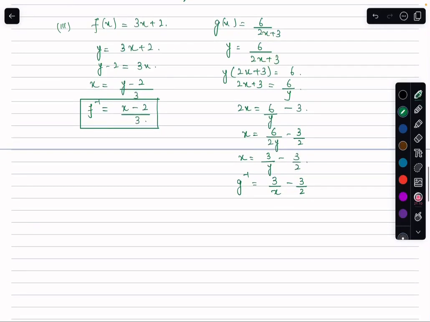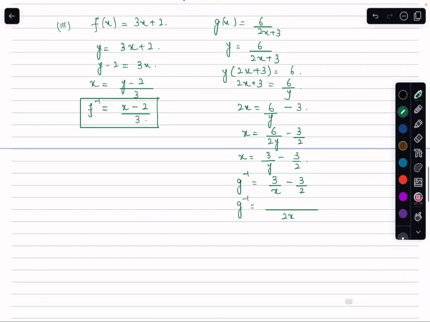I can solve it further also, and I can say g inverse equals, with 2x as the LCM, 2 times 3, which is 6, minus 3x. So g inverse is going to be 6 minus 3x divided by 2x. So this is going to be the g inverse function here.